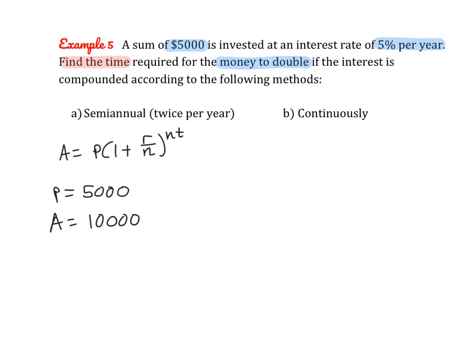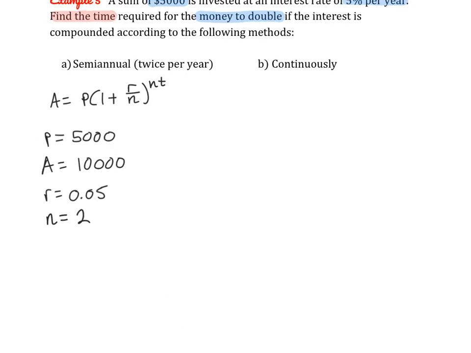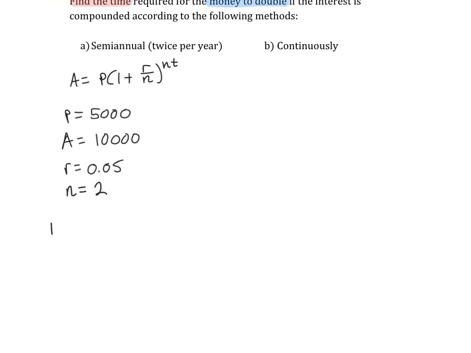Other things we know: our r value in this case is 0.05, which is 5% written as a decimal. And n equals 2 because it's compounded twice per year. Here we are trying to solve for t. So let's plug in the information we know into our formula. 10,000 equals 5,000 times (1 plus 0.05 over 2) to the power of 2t.